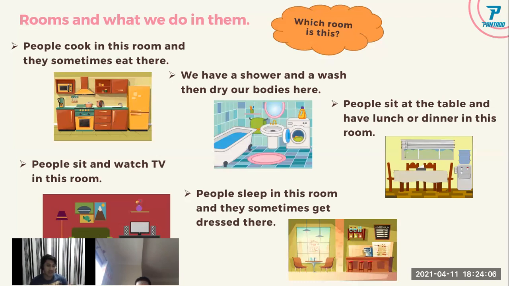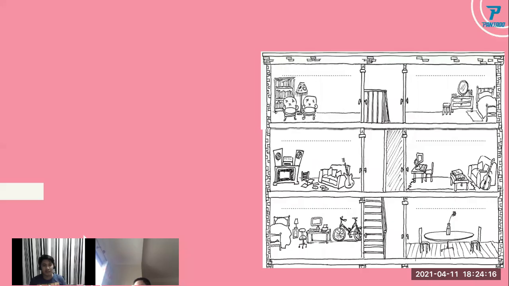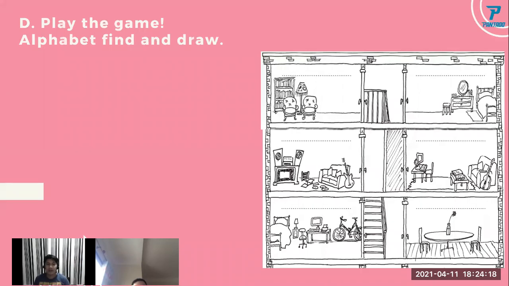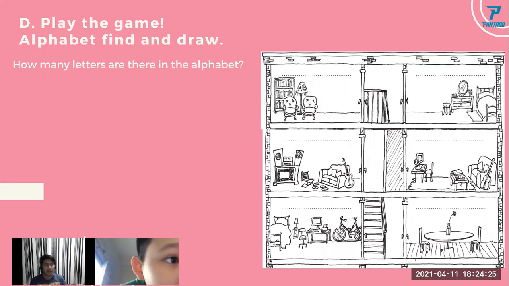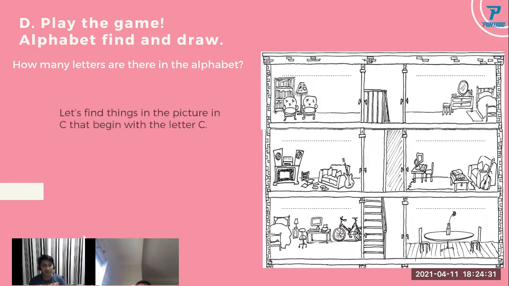Pillow? Yes, one important thing, right? One important thing inside your room is the pillow. Okay, I think that's enough. Okay, let us play a game. Alphabet, find, and draw. How many letters are there in the alphabet, Dwi? It's 26. Very good. There are 26, right?